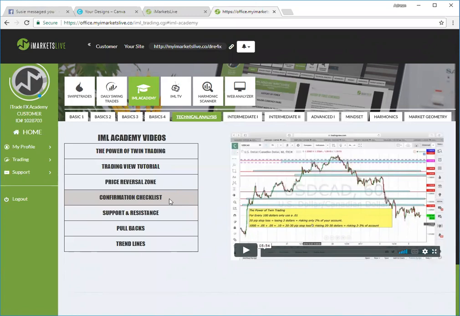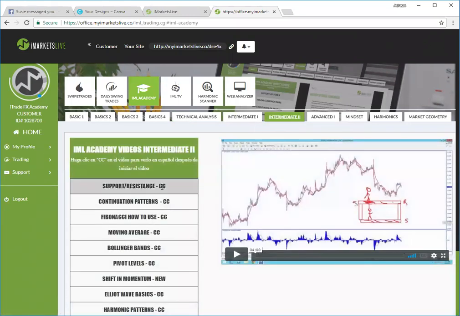Support and resistance. You're going to see that a lot through these courses. We talk about support and resistance because it's a big indicator on understanding supply and demand. All right. We also got the pullbacks. All right. And then, of course, trend lines. All these indicators help you identify which direction the market is going. All right. So you got that technical analysis.